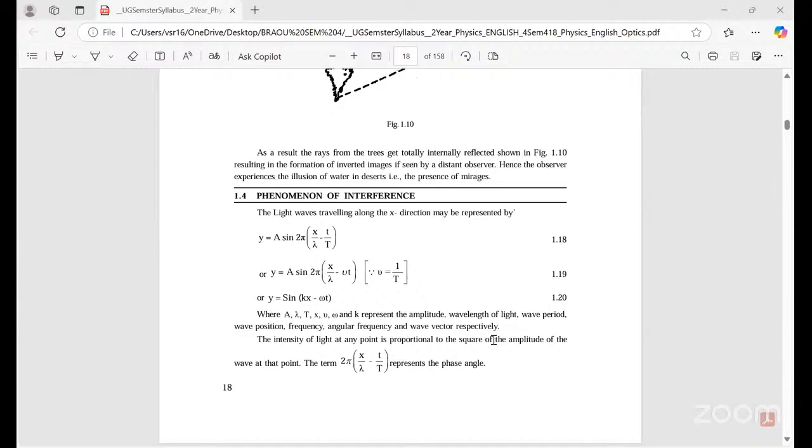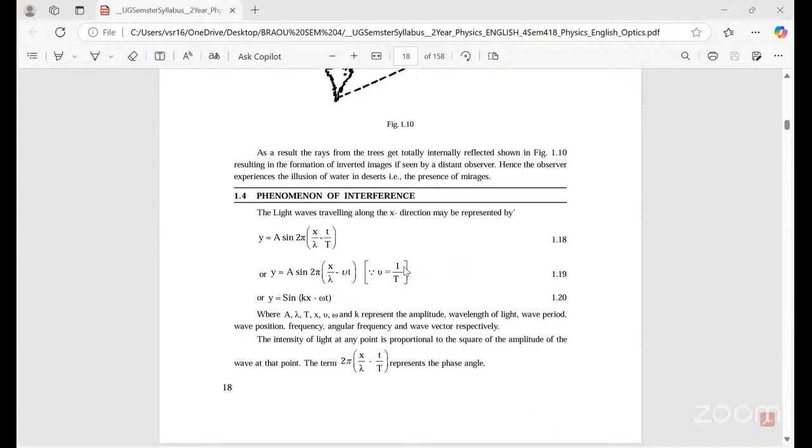That means frequency is indicated here. So you can write this equation as y equals a sin 2 pi (x by lambda minus nu t). Nu, not v, means frequency, the number of vibrations per second.